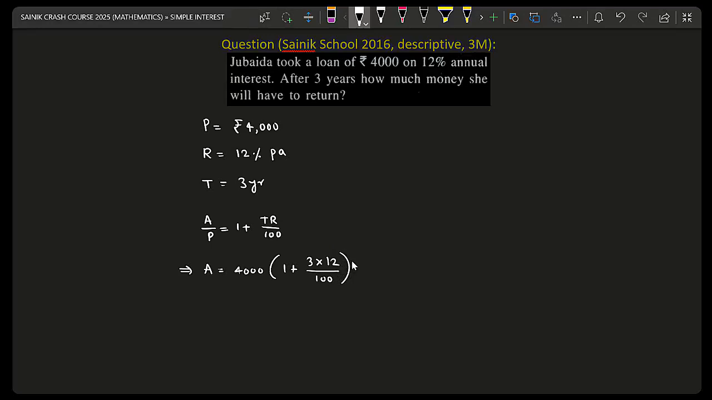Simplify this. Sir, 4 threes are 12, 4 twenty-fives are 100. Next. Sir, we can add, 1 plus 9 by 25. Okay. What is the improper form of 1 plus 9 by 25? Sir, 34 by 25. Very good. 34 by 25. Now, simplification.